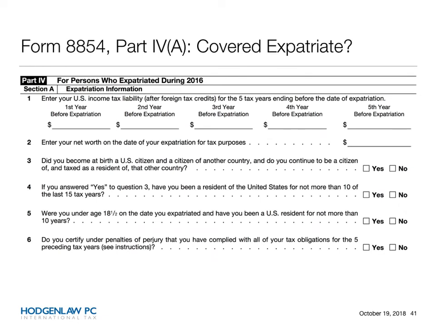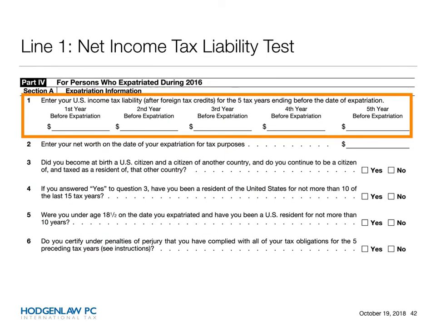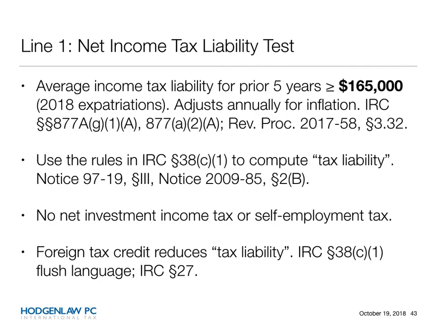And Form 8854 Part 4, Section A, is where all the magic happens. So let's walk through this and how you fill it in one at a time. The net income tax liability test is line 1, and you fill in your U.S. income tax liability for the 5 prior years on these lines, and you're done. It doesn't ask you to do the math and compute the average for the 5 years. It just asks you to fill in the raw data, and I guess they figure it out, and they calculate the average later on their own time.